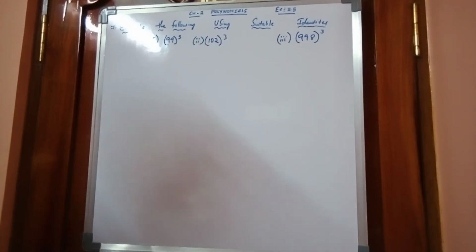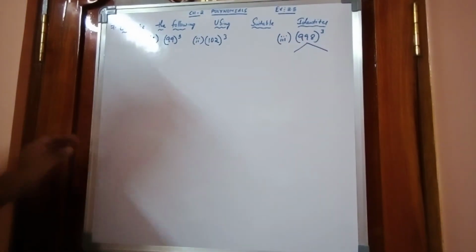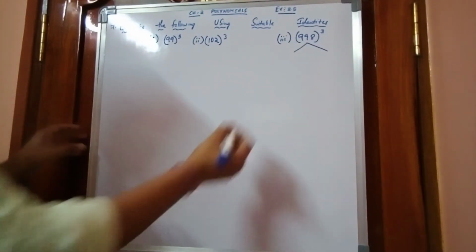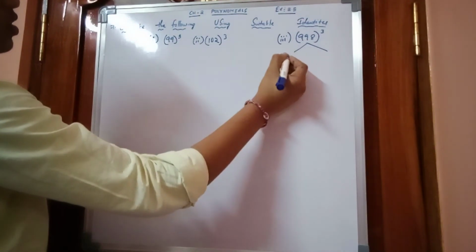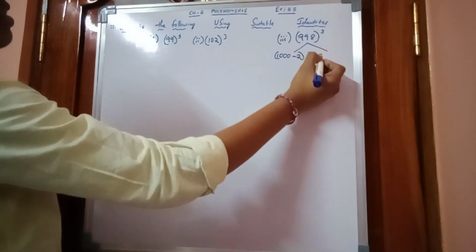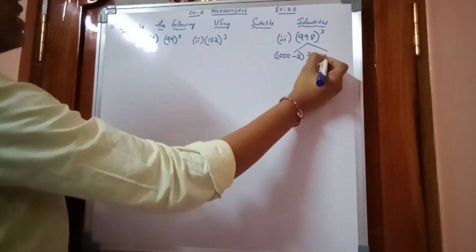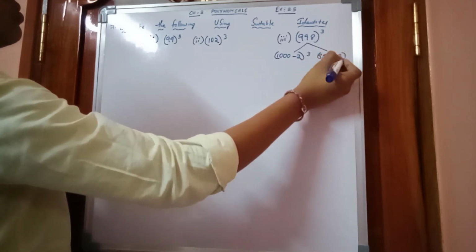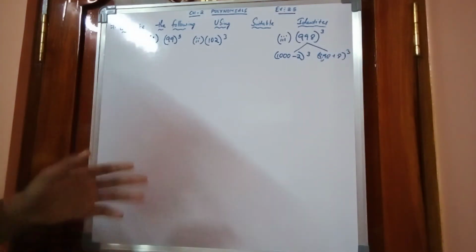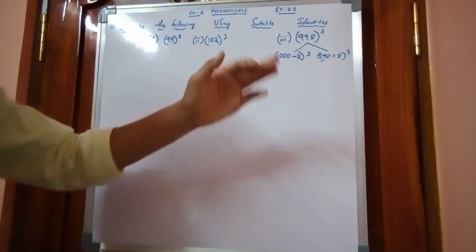Okay, now coming to the third one, that is 998 whole cube. So now here also see the nearest numbers. Nearest number to 998 is 1000. So 1000 minus 2 whole cube, or 990 plus 8 whole cube. So see the near numbers first. So nearest number is 1000 minus 2. So 1000 minus 2 is 998.